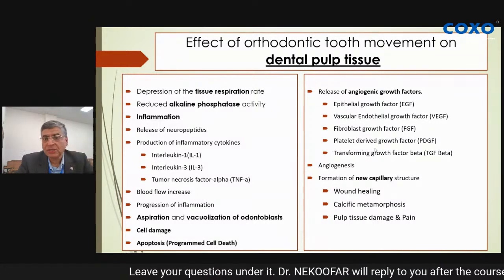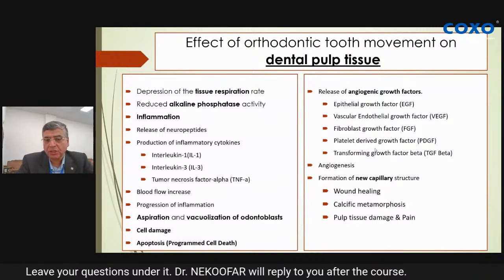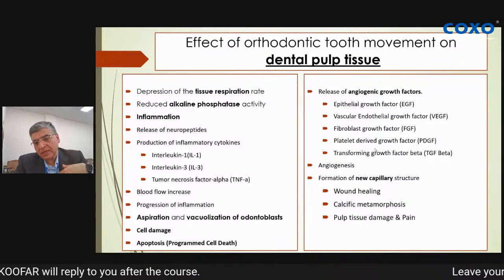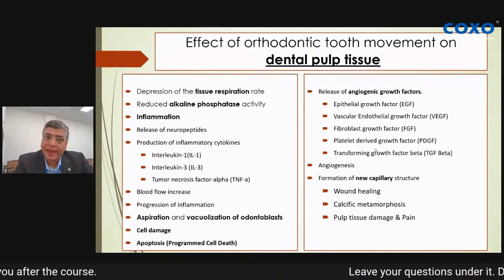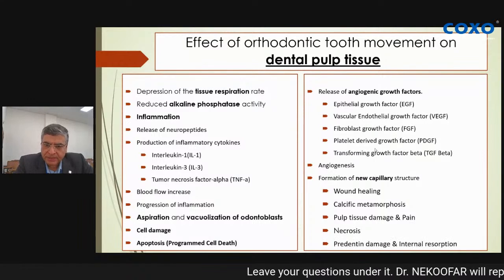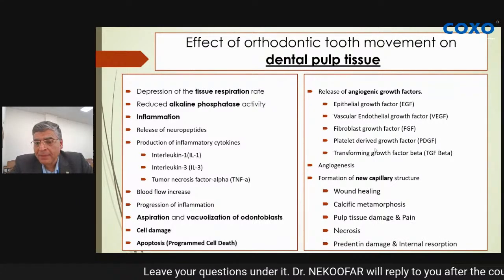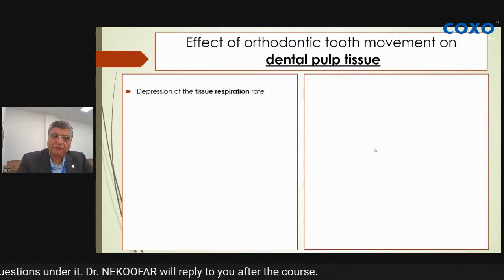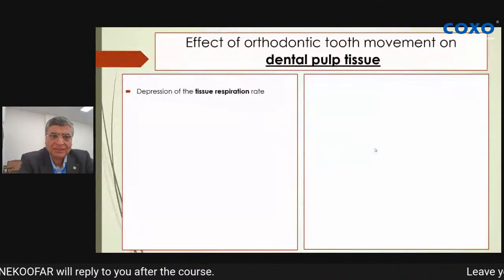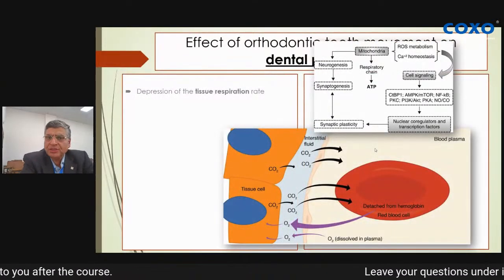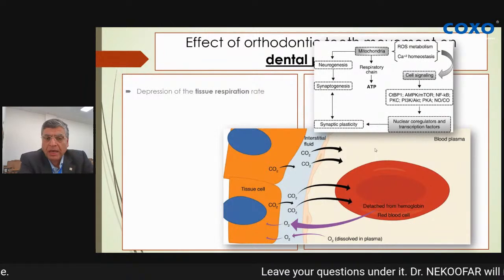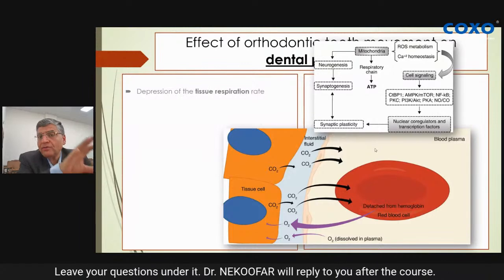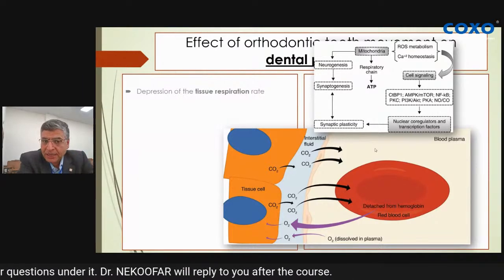So sometimes formation of new capillary structure and progression of inflammation may subsequently create pulp tissue damage, pain and necrosis. So therefore, the periodontium may be damaged and internal resorption may happen. So if we go into a little more detail, depression of tissue respiration rate is one of the signs of the change of cellular activity inside the tissue.